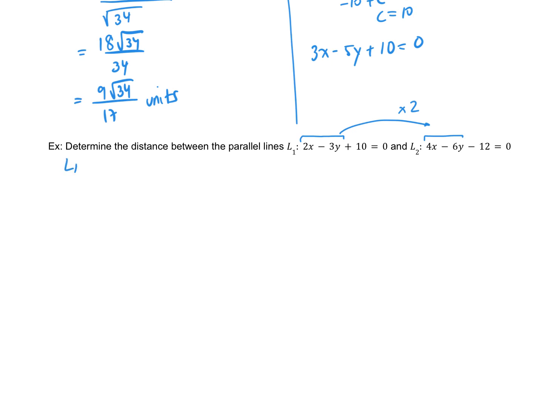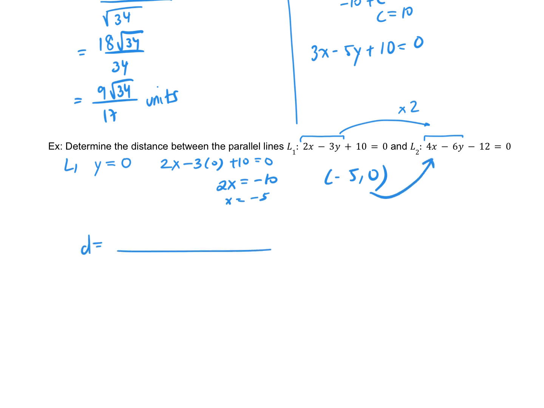So I'm going to use line 1, and I'm going to let y equal 0, and I'm going to solve for x. So I'll have 2x equals negative 10, x equals negative 5. So I just found the coordinate negative 5, 0. Now I'm rewording the question: find the distance from negative 5, 0 to line 2. And now we can repeat the process.